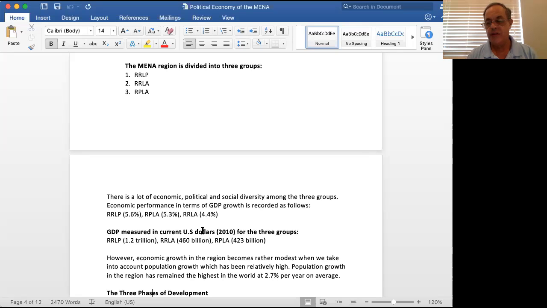You have countries that are kingdoms, and you have countries that are republics. You have countries that are pretty much capitalist. You have other countries that are socialist. You have countries that are middle of the road. So there is a huge diversity in the MENA region in their economic and political structures. And there is also a lot of social diversity, different ethnic groups, different religions.